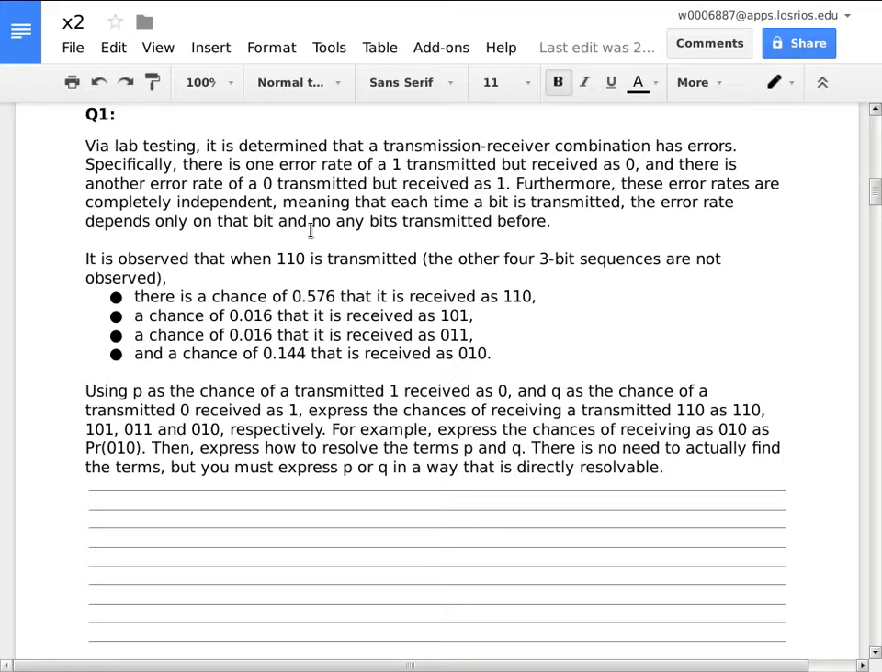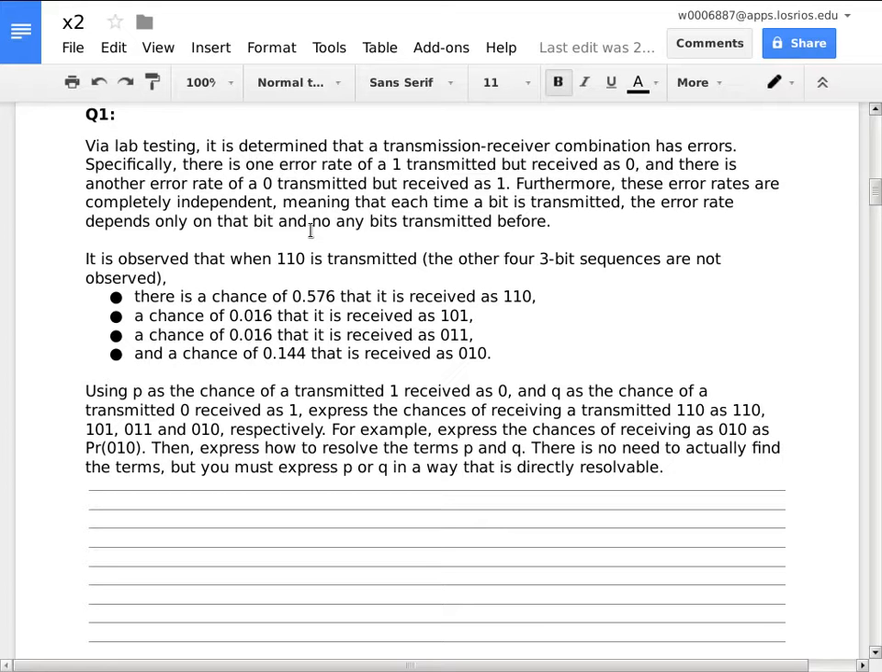So using P as a symbol for the chance of transmitting a 1 but receiving as a 0, and Q as the chance of transmitting a 0 but receiving as a 1, express the chances of receiving a transmitted 110 as 110, 101, 011, and 010, which are exactly the 4 things that were mentioned earlier, respectively. For example, express the chances of receiving as 010 as the probability, PR, and then 010. So this way I can tell which equation is for which probability.